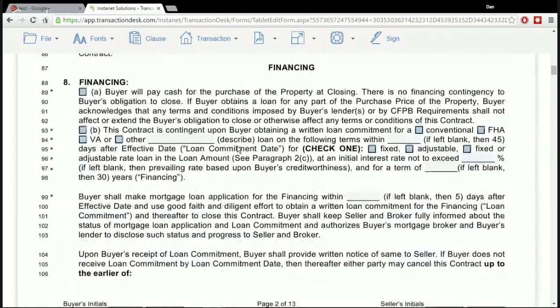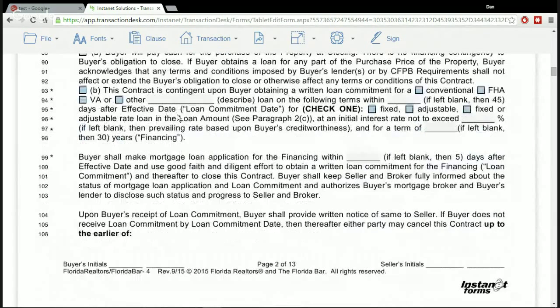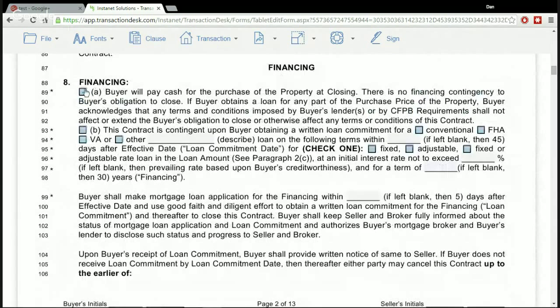Okay, this is huge. Financing. This is probably one of the most important sections here. There are options for how the buyer is going to pay for the property. So option A is cash. Buyer will pay cash for the purchase of the property at closing.